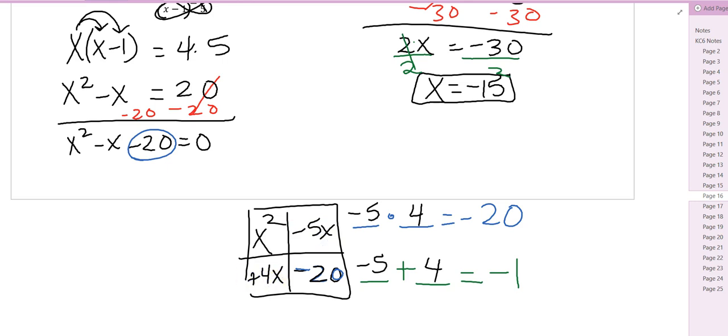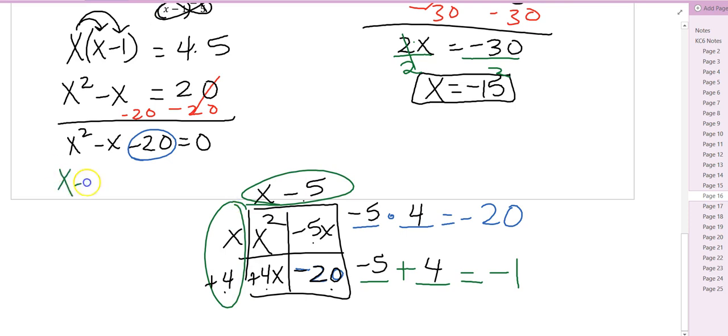Figuring out what the outsides are, well, x times x is going to give me x squared. x times a negative 5 is going to give me a negative 5x. And x times a positive 4 is going to give me a positive 4x. Triple check that last box, right? Positive 4 times negative 5 does, in fact, give me a negative 20. So my 2 sides of my Punnett square are going to be exactly what I have right here. So this is going to be x minus 5 and x plus 4. Don't forget that this is still equal to 0. And now I want to set each of them equal to 0 and solve for x.